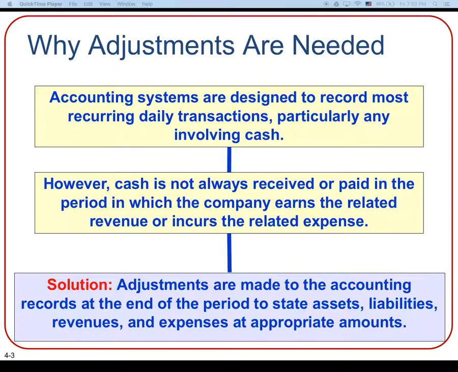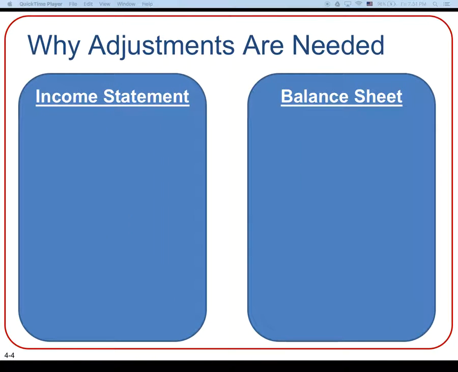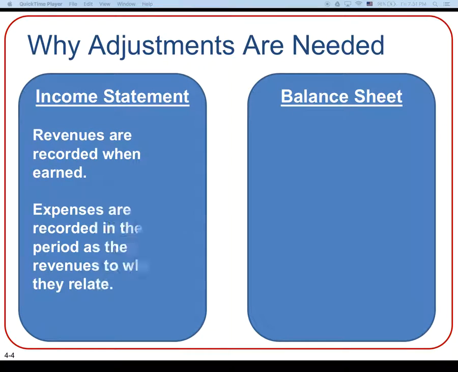So that's why we need to book those adjustments to the accounting records at the end of the accounting period, making sure all of these assets, liabilities, revenues, and expenses are recorded properly. So remember what type of adjustment was needed in the income statement. Because remember, according to the revenue recognition principle, revenue is supposed to be recorded when earned. So the earning process has to finish before you can record revenue, right?